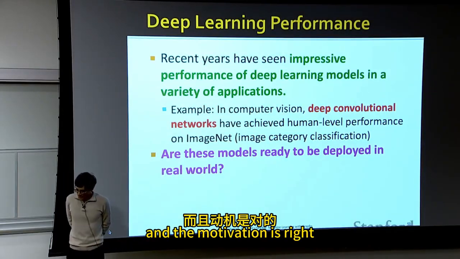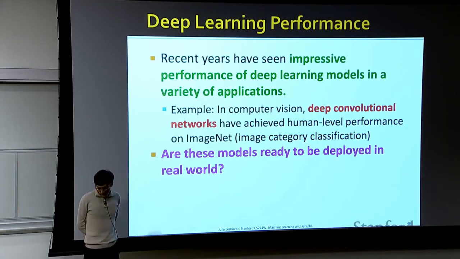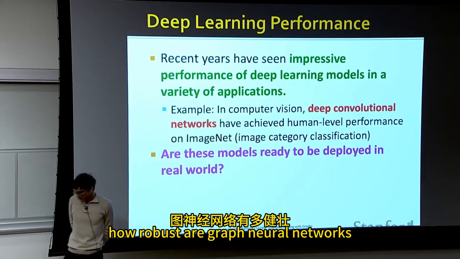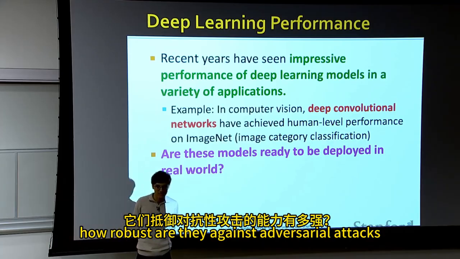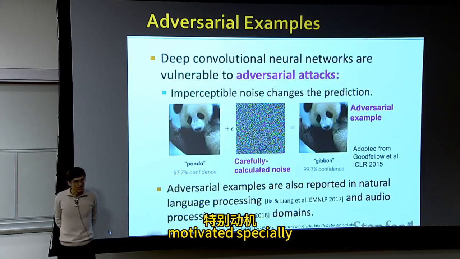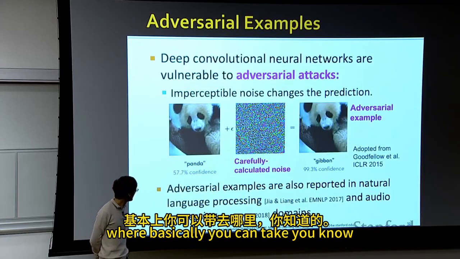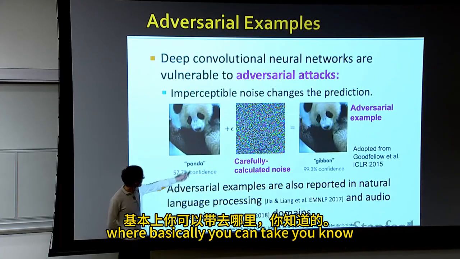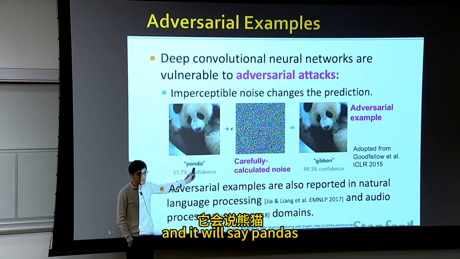The motivation is, right, how robust are graph neural networks, and especially how robust are they against adversarial attacks? This line of research was actually motivated by the research in computer vision, where you can ask a convolutional neural network, what is this? And it will say pandas.